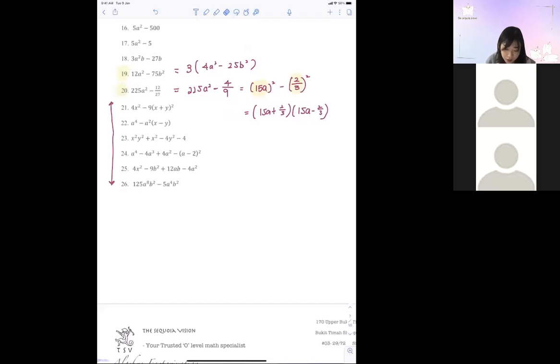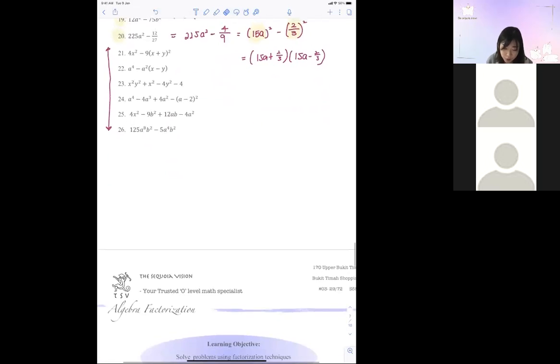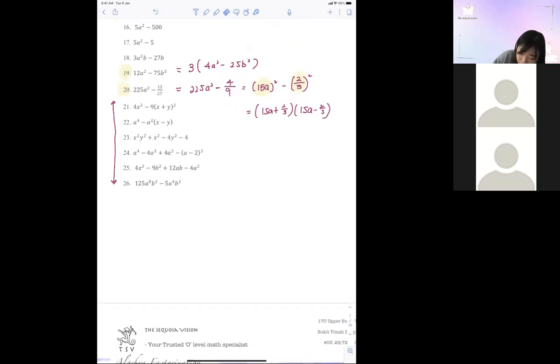Okay. The next 6 questions, when I finish, I give you a small break first before I continue. So let's see here, question 21. Okay, 21, again, 4 and 9 both are square numbers. We can change it to, okay, this one it is 2x whole thing square. For 9, right, 9 is 3 square. Okay, this is what we do.